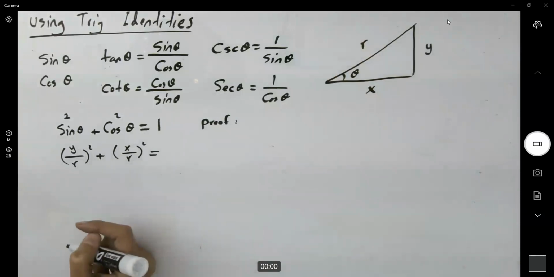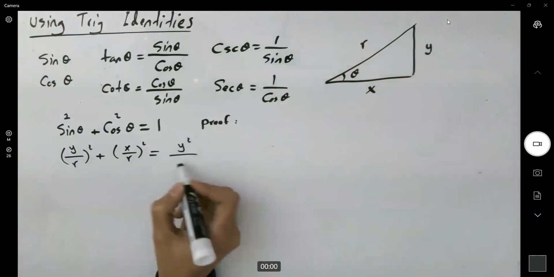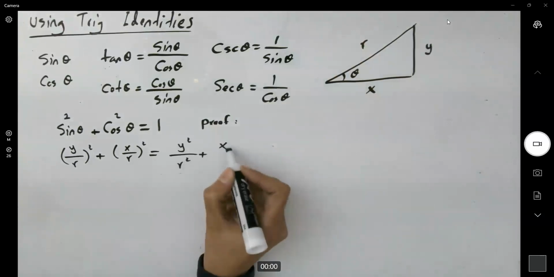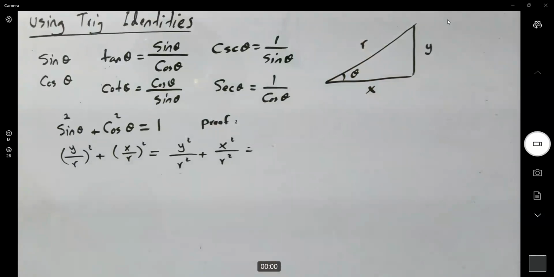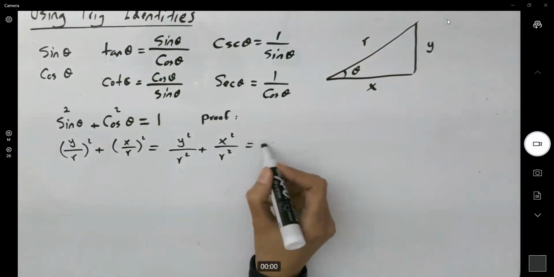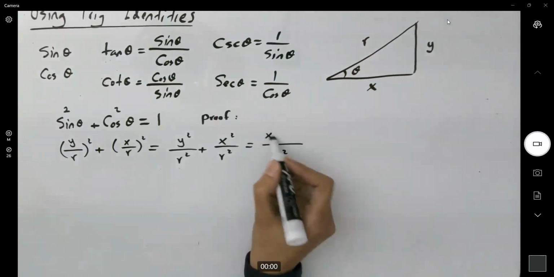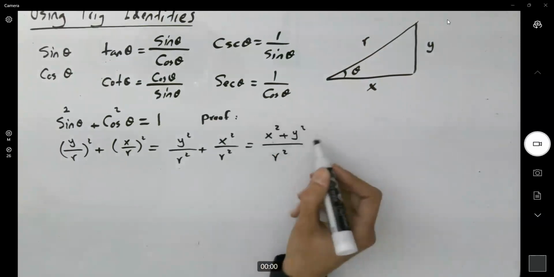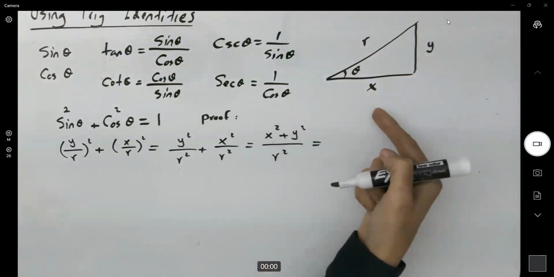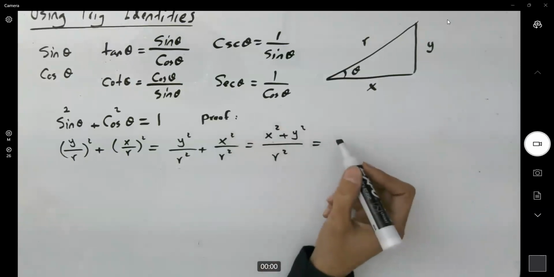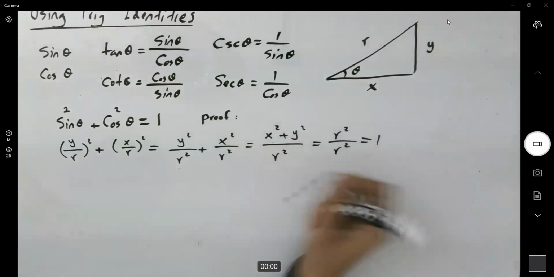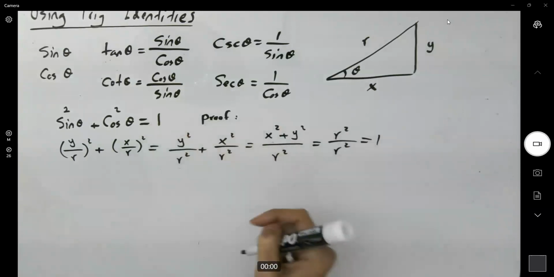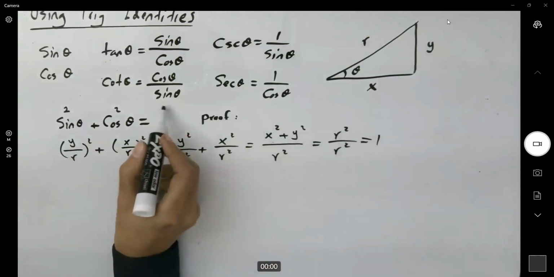If we simplify this, you get y squared over r squared plus x squared over r squared. Now, if you take the common denominator, you're going to have r squared, and in the numerator you have x squared plus y squared. But by using the Pythagorean theorem, the numerator is r squared. R squared over r squared is equal to 1, which is equal to the right-hand side of your equation.